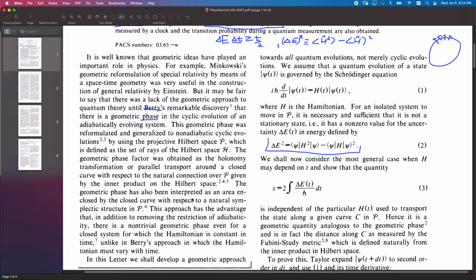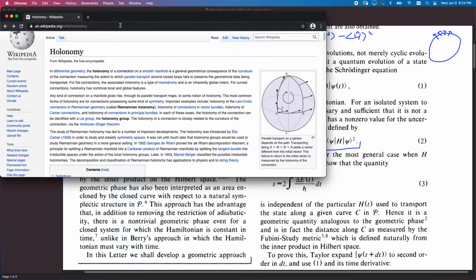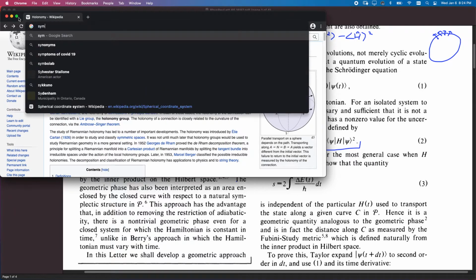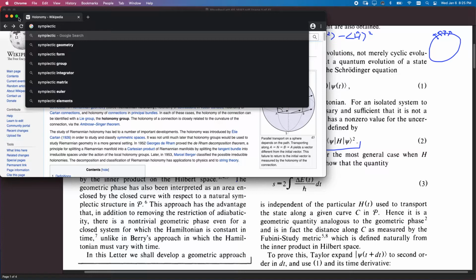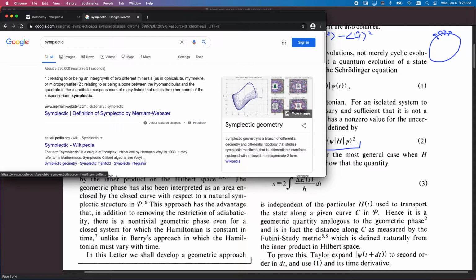Okay. The geometric phase has also been interpreted as an area enclosed by the closed curve with respect to a natural symplectic structure in P. Okay, what does symplectic mean? Actually, let me keep tabs open. Let me open up a tab.